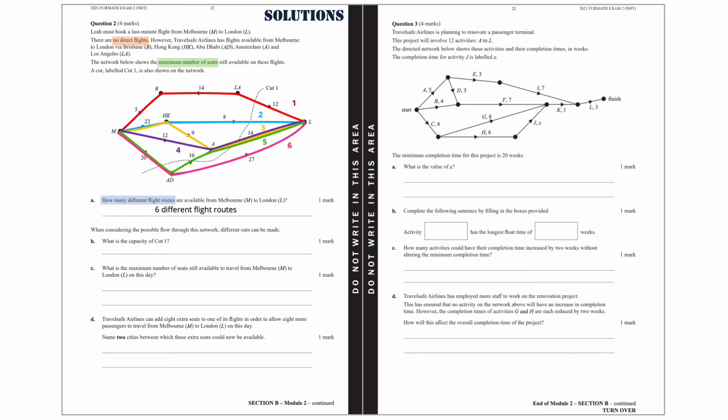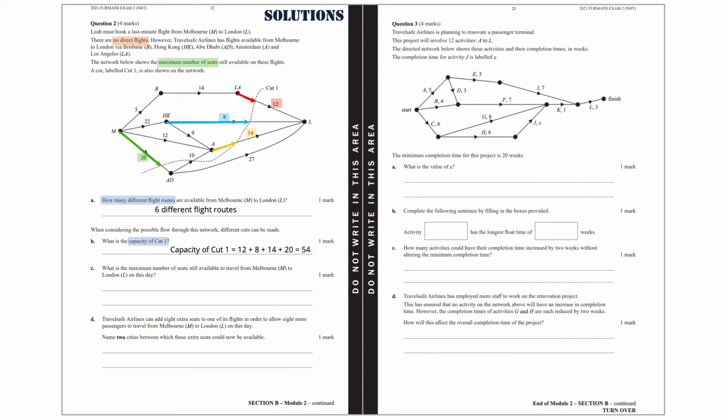When considering the possible flow through this network, different cuts can be made. Part B. What is the capacity of cut 1? To calculate the capacity of a cut, we add up the values of the edges that go into the cut from left to right. So the capacity of cut 1 equals 12 plus 8 plus 14 plus 20 equals 54.